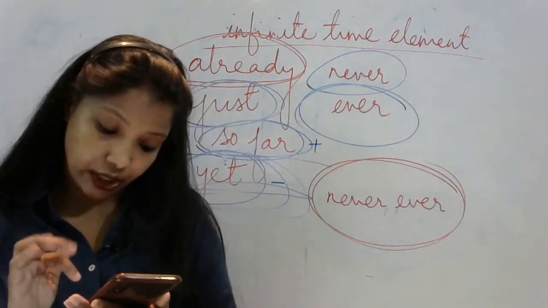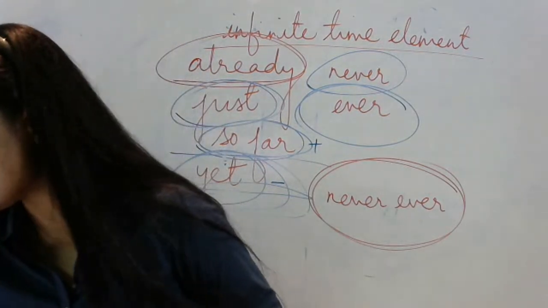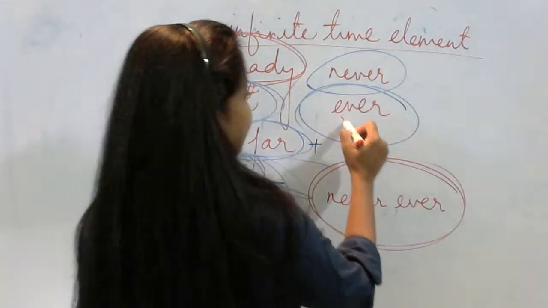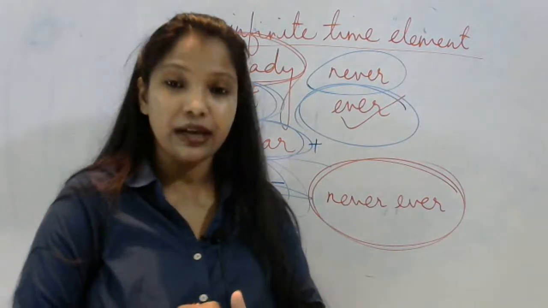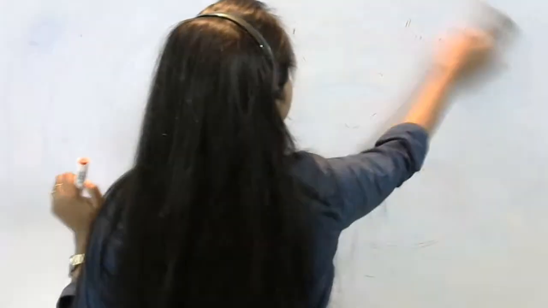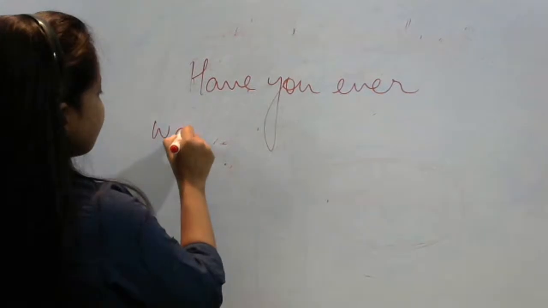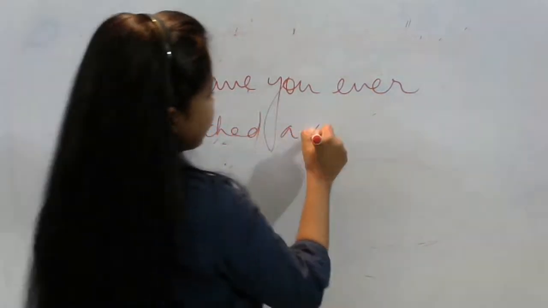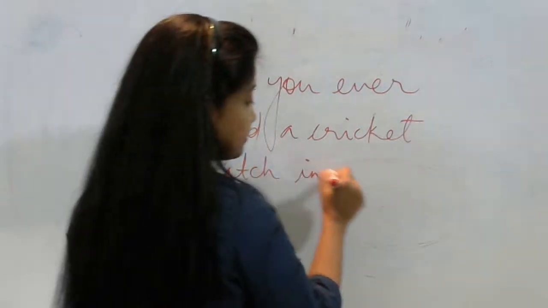Have you ever gone to? I have never. I have ever seen. Okay, now let me tell you. Actually, your sentence is wrong. Now let me tell you the trick. When we use ever, mostly we use ever in a yes/no present perfect question. Have you ever watched a cricket match in the stadium?